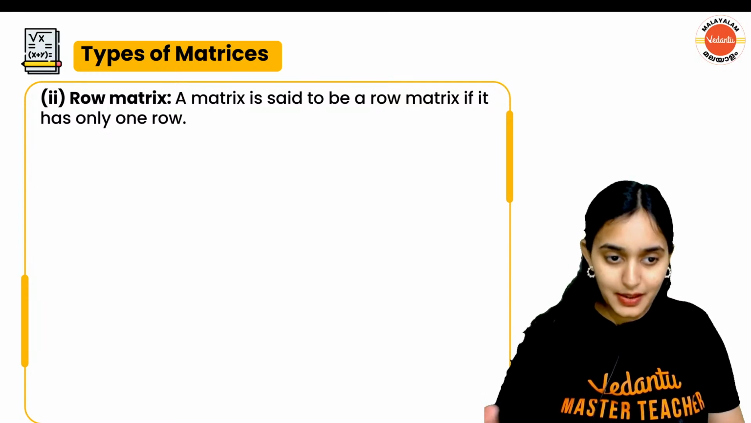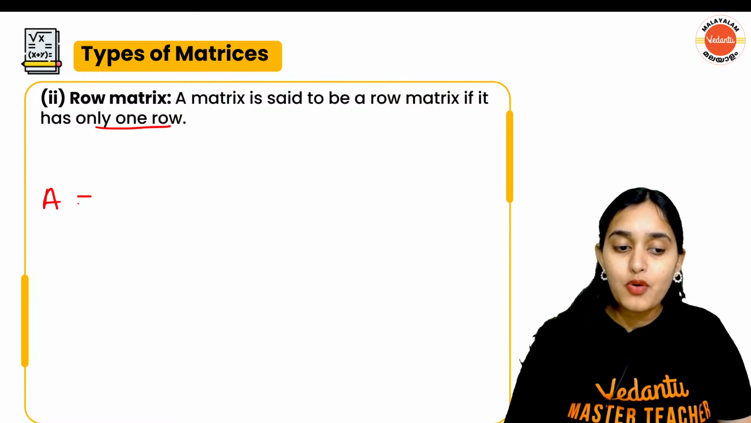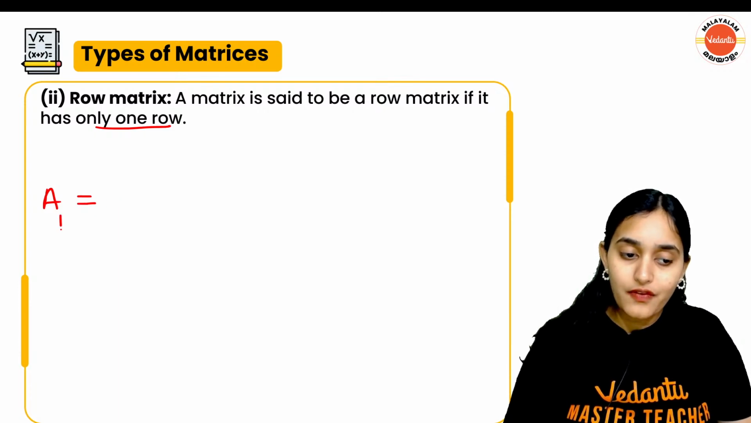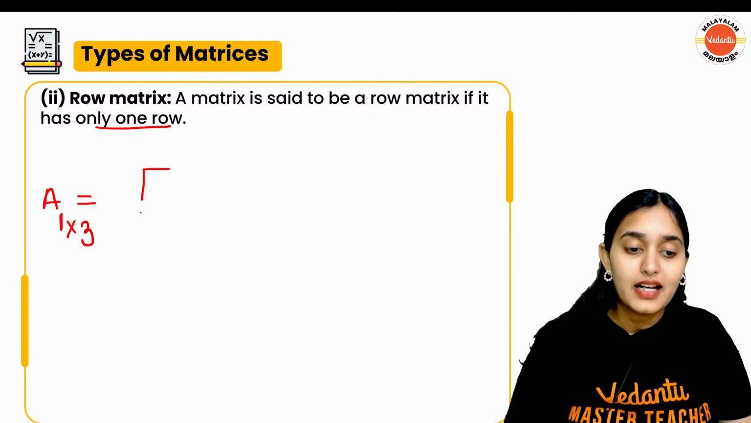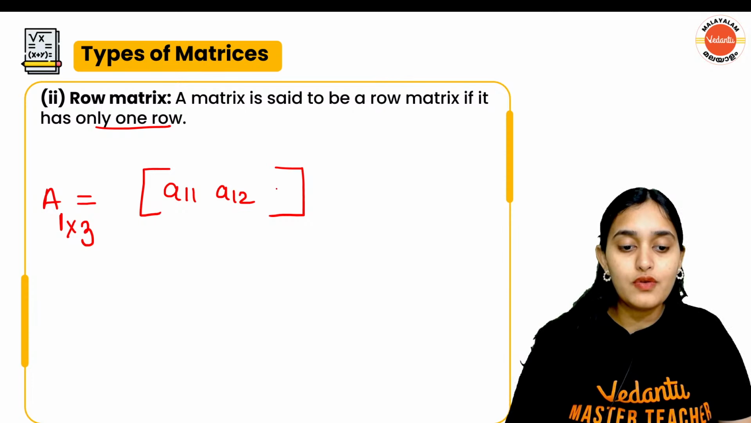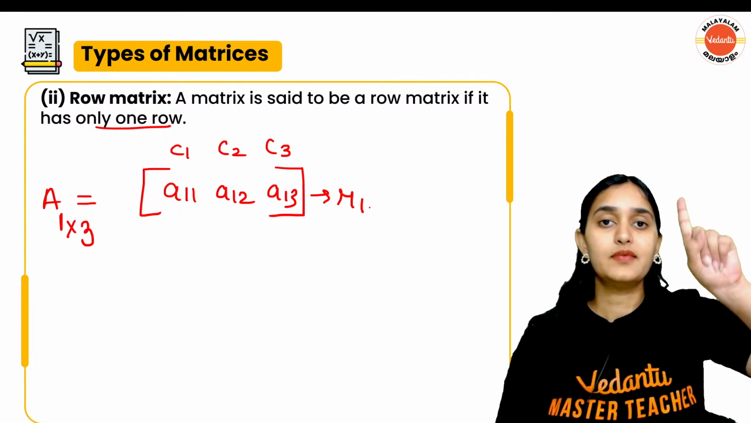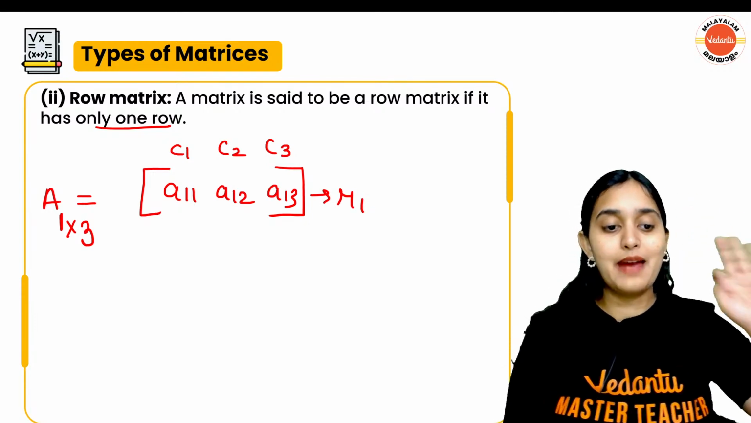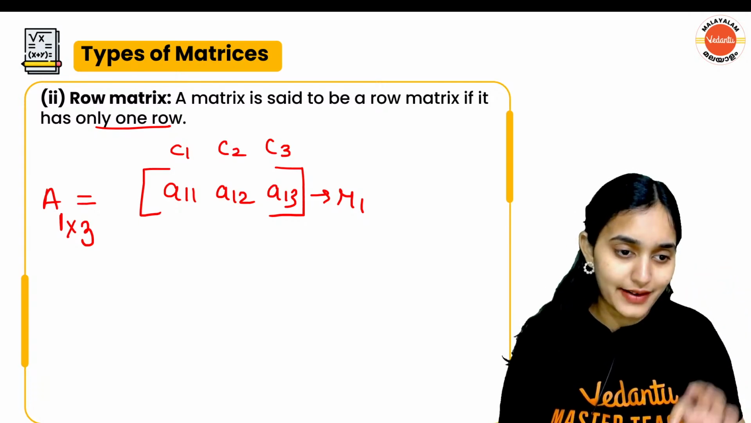Simple. Similarly, what is a row matrix? It has only one row. So suppose my matrix has one row and 3 columns. How will it look like? It will look like this. A11, A12, A13. So it has column 1, column 2, column 3 and only one row. Such type of matrix is called a row matrix.